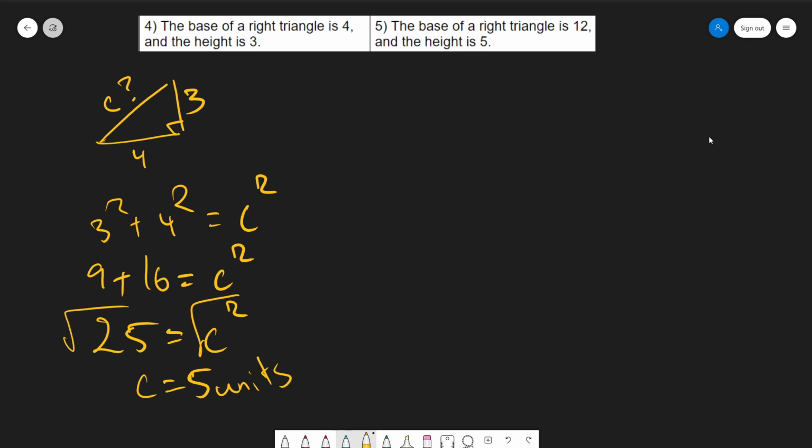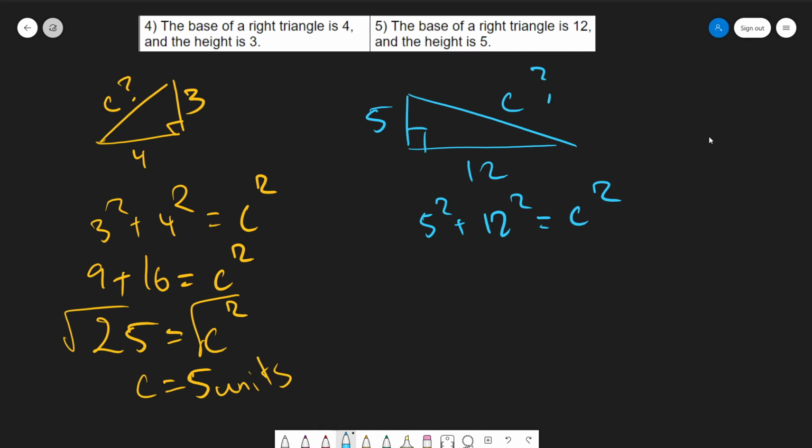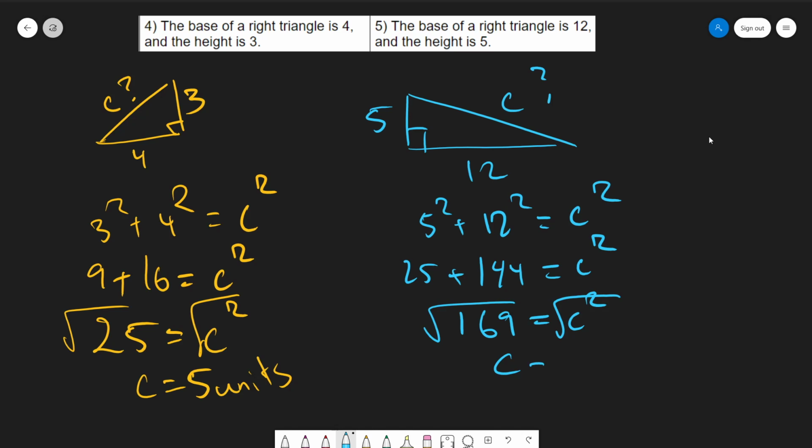For number 5, we've got the base is 12. The height is 5. Still a right triangle. Same setup. So we've got 5 squared plus 12 squared is equal to C squared. This is another perfect right triangle. The 3, 4, 5, the 5, 12, 13, and a couple other triangles exist that create perfect right triangles, which create whole number lengths.